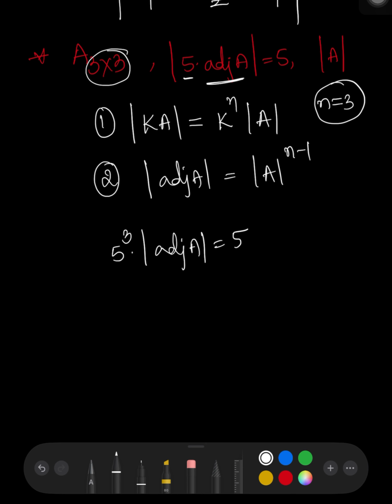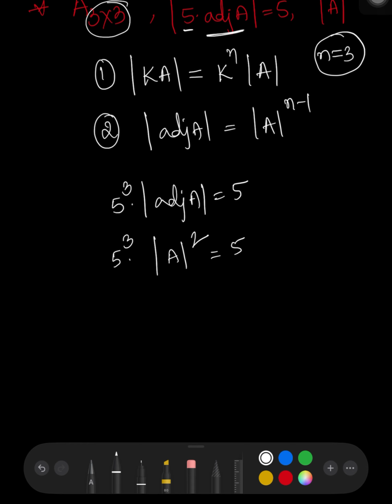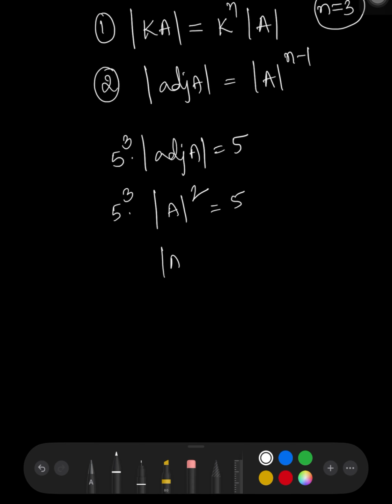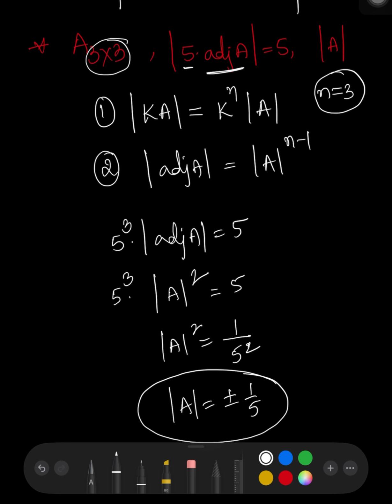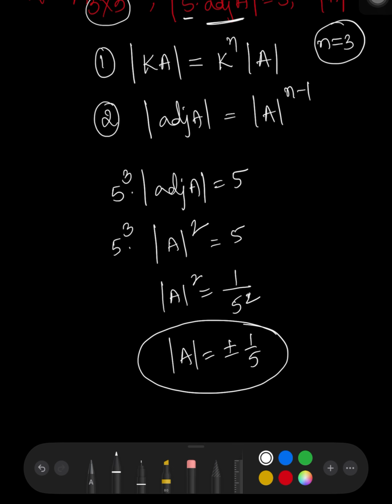And one more thing, the determinant of adjoint A we got. So the determinant of adjoint A is nothing but det A power n minus 1. N is 3, so it is power 2. Here clearly det A square equal to 1 by 5 square, so that det A equal to plus or minus 1 by 5. Like this we can solve the question.